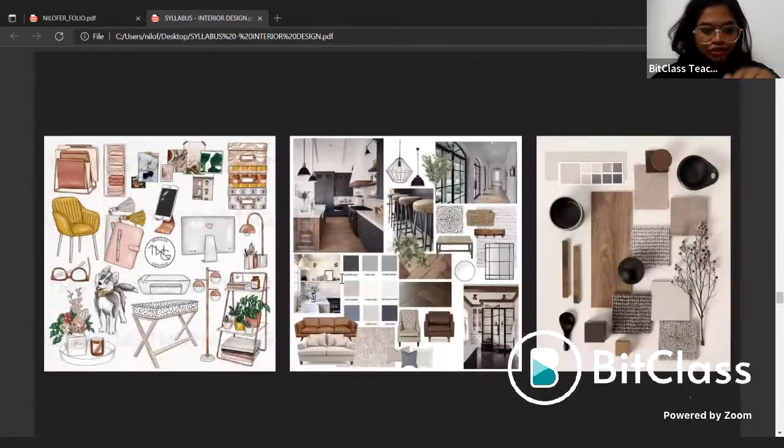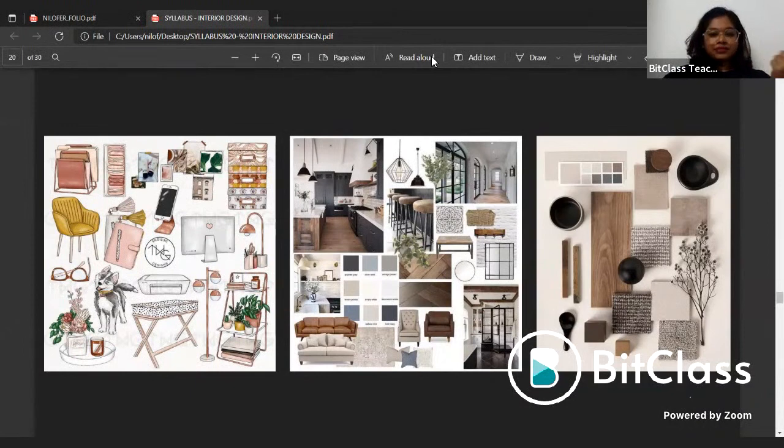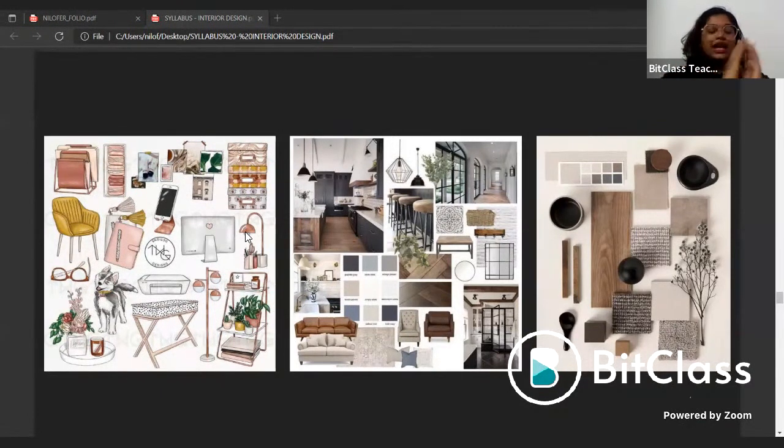For example, I can show you. On the screen you can see 3 different mood boards. I'll be explaining what everything is as well. In the first one you see a hand-drawn mood board. A hand-drawn board is not relevant to interior design, but it is still a mood board. Am I audible enough? Yeah. Okay, great. So this is what a hand-drawn mood board is.